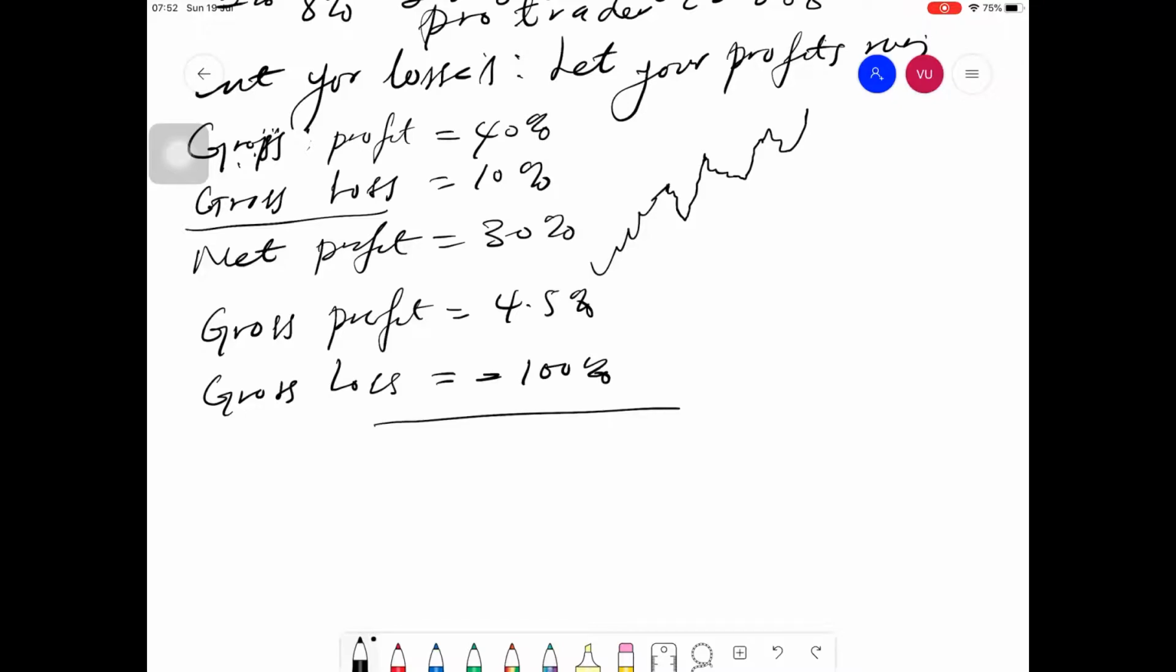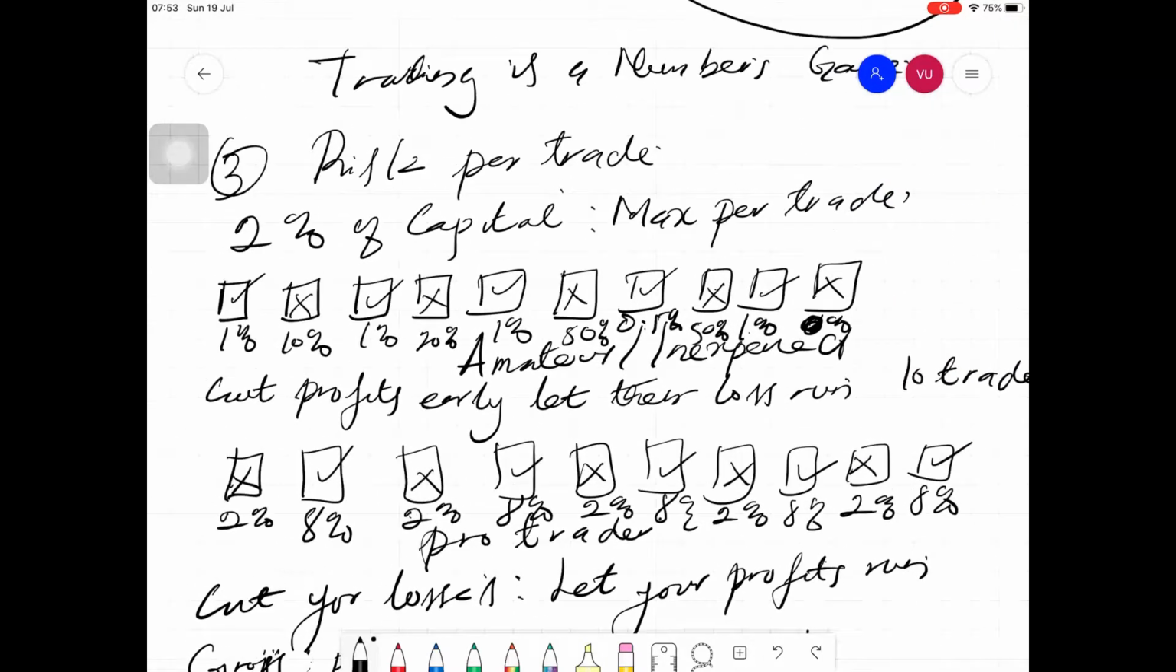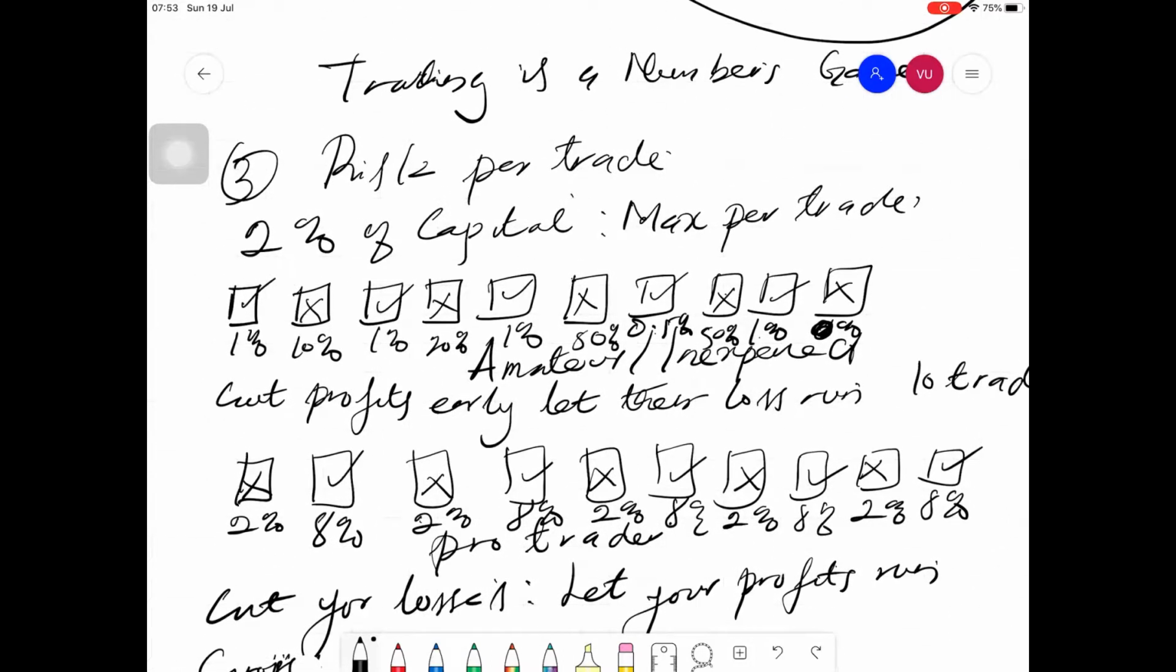At the end of the day, you see he has a net of about minus 97%. Account is blown. So as long as you don't practice this risk management concept, there's no way you can go far as a trader.